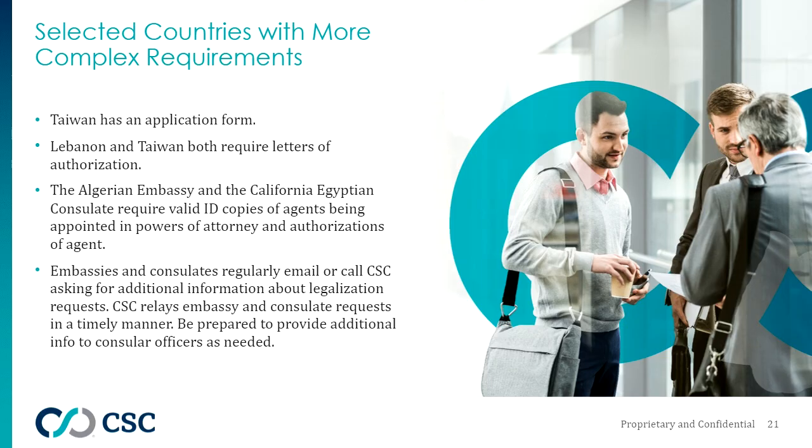As an example of countries that require additional documents or requirements, we talked about Taiwan earlier as having different consulates. Each one of the consulates has a little bit different process, and they may even have a different application form and requirement for their location. Again, Lebanon requires a letter, Taiwan requires letters, and the Algeria Embassy and the California Egyptian Consulate require IDs of the agents being appointed on the power of attorney.